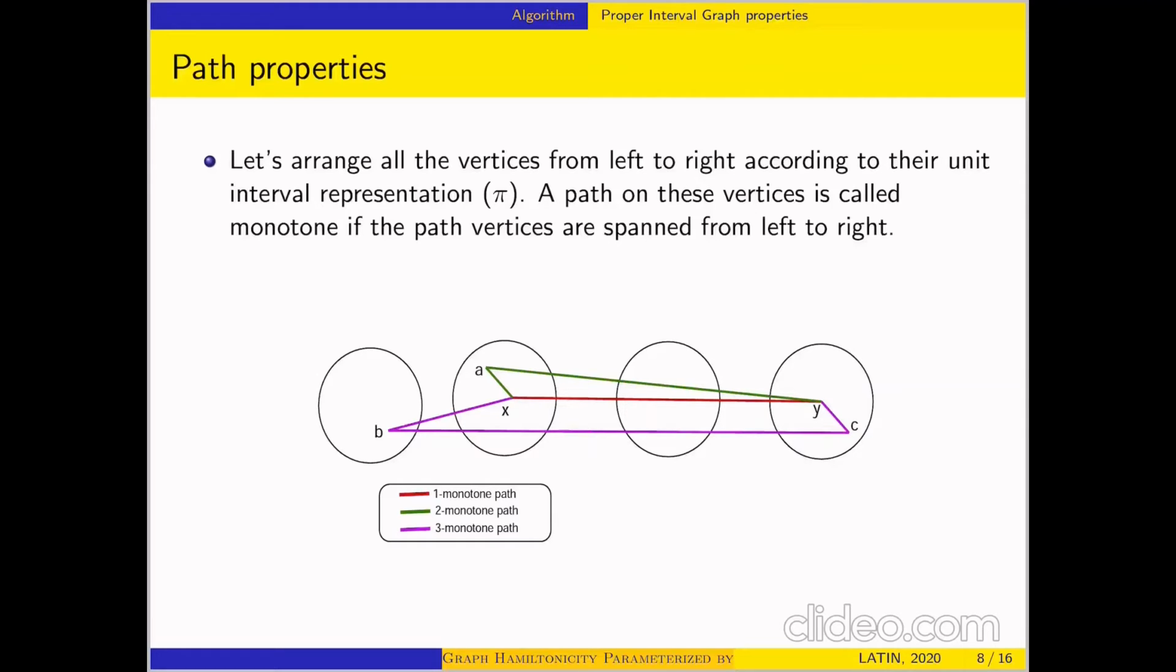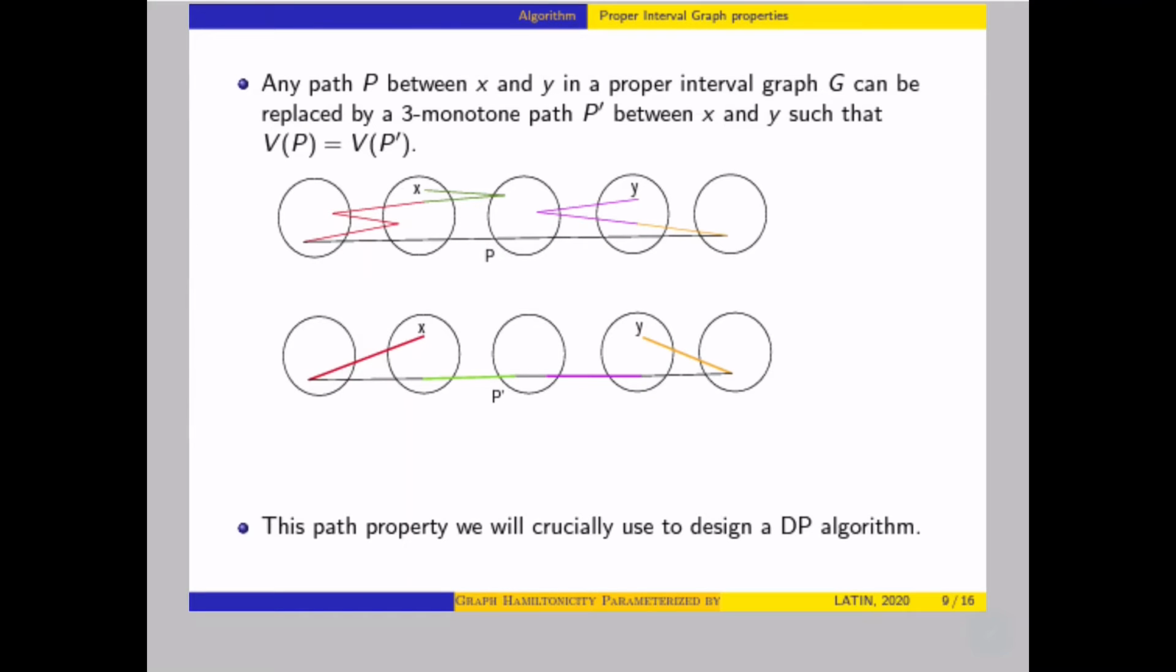But the green path is not a monotone path, because a comes after x in the green path from x to y, but a's unit interval is slightly to the left of the interval associated with x. So this is not a monotone path, but we can say that this path x, a, y is a combination of two monotone paths, one being a x and the other being a y. We will call such a path 2-monotone. Similarly, the purple path from x, b, c, y is 3-monotone.